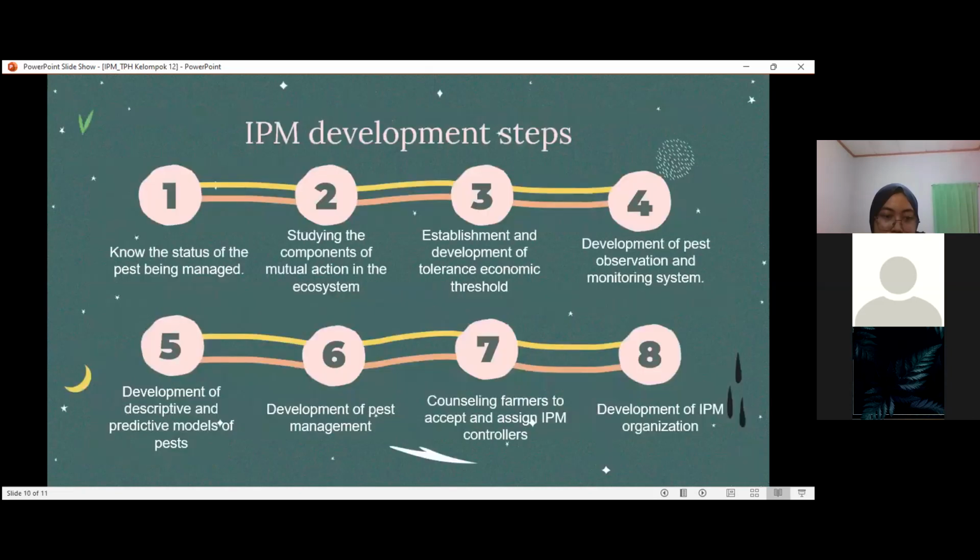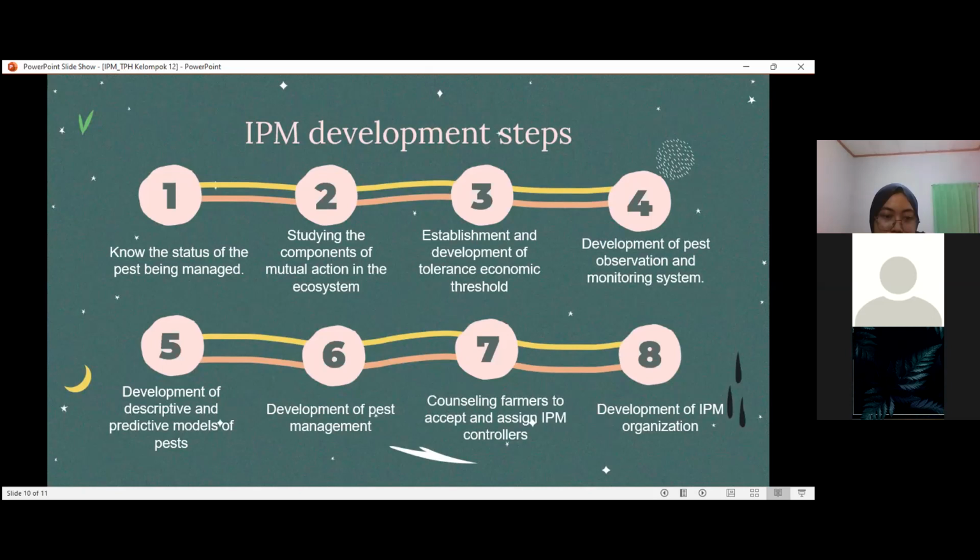IPM development step. First, you must know the status of the pest being managed. Second, studying of the components of mutual action in the ecosystem. Third, establishment and development of tolerance economic threshold. Fourth, development of pest observation and monitoring system. And fifth, development of descriptive and predictive models of pests.